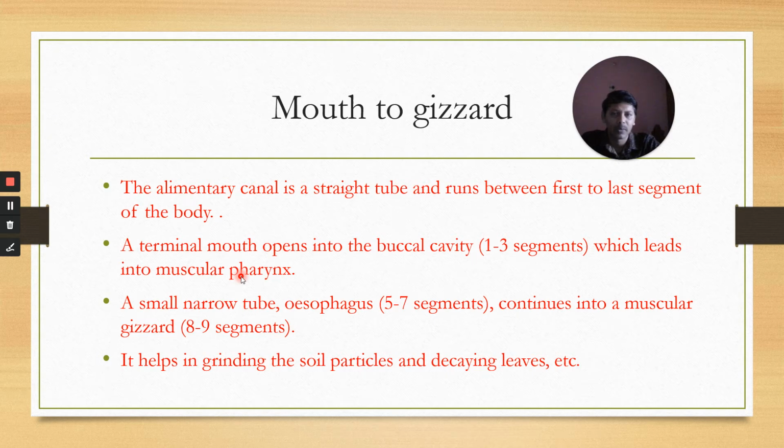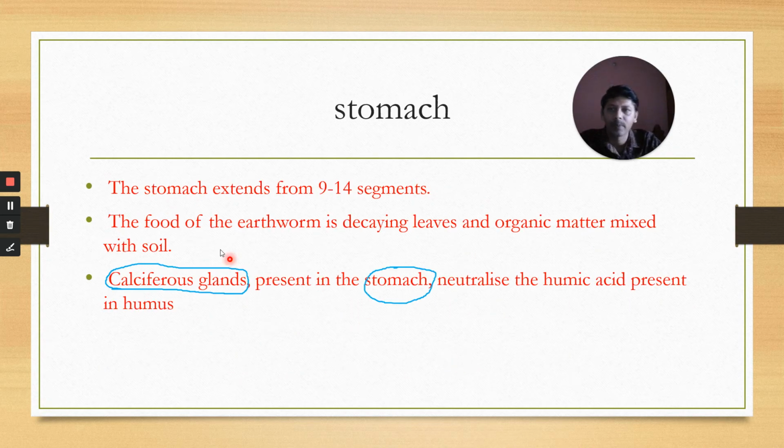Gizzard is also muscular, and pharynx is also muscular here. Pharynx is in the fourth segment. Gizzard is in the eighth and ninth segment, especially we say eighth segment. What is the function of gizzard? Gizzard helps in grinding the soil particles and also decaying leaves. Next part is stomach. Stomach extends from ninth segment to 14th segment.